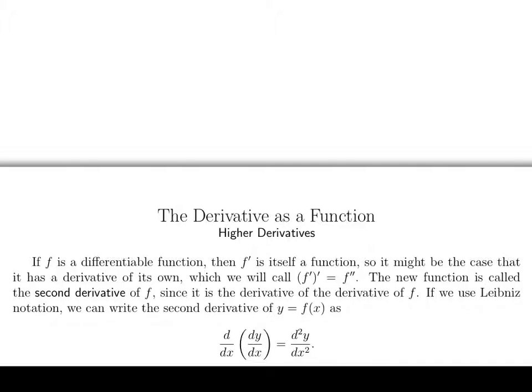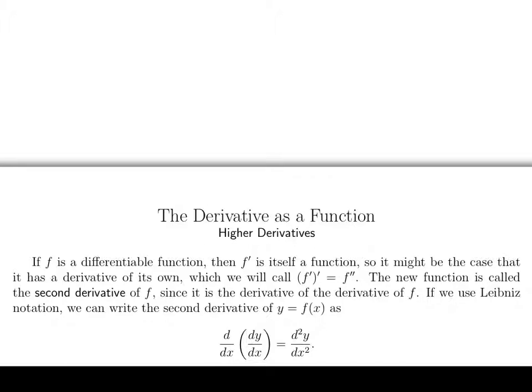So we start with a function that's differentiable, and that means that we can create a new function, f prime of x. Now, if we're lucky, it might be the case that this new function has a derivative of its own, and we're going to call that f prime prime. And we'll call that f double prime. So that's this thing here, and that's if we were to take a derivative twice. So this new function is called the second derivative of f, since it's the derivative of the derivative.